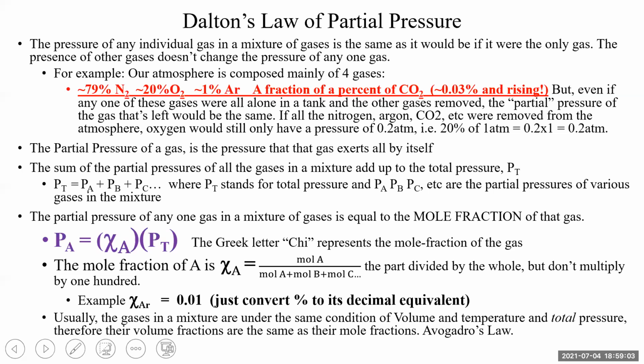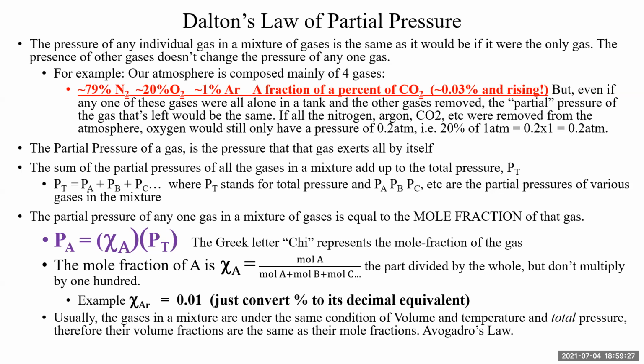So Dalton's law of partial pressure states that the pressure of any individual gas in a mixture of gases is the same as it would be if it were the only gas in that container or in that environment. The presence of other gases doesn't change the behavior of any one gas. Take our atmosphere as an example. Our atmosphere is a mixture of gases.